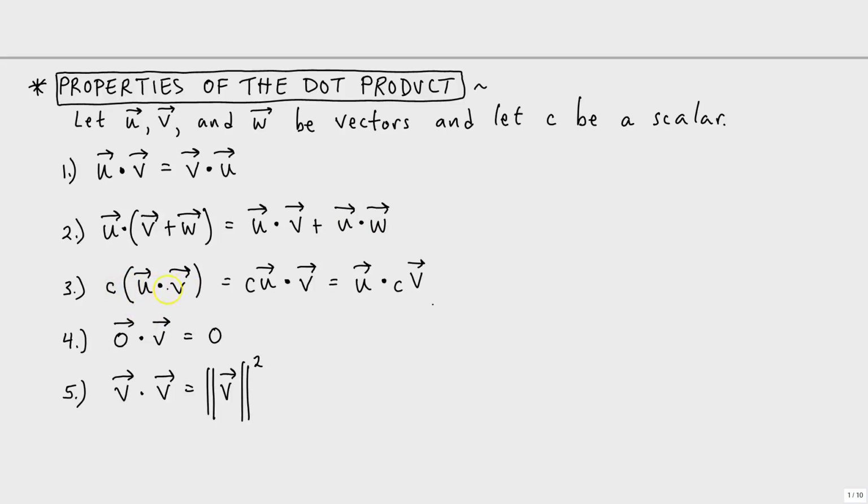Let's say you do a scalar times the dot product of two vectors. It'd be the same thing if you just did the scalar times the first vector and then did the dot product with that and the second vector. Or you could do the scalar times the second vector and then do u dot the result of that scalar times that vector. If you do the 0 vector dot any other vector, the result's just going to be 0, not the vector, the scalar 0. And if you take a vector dot itself, you just get the square of its magnitude.